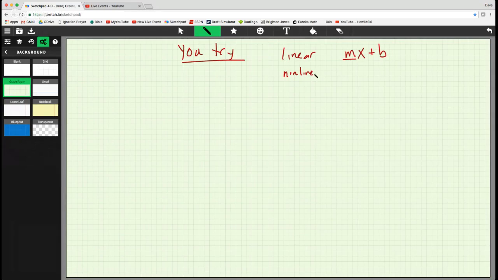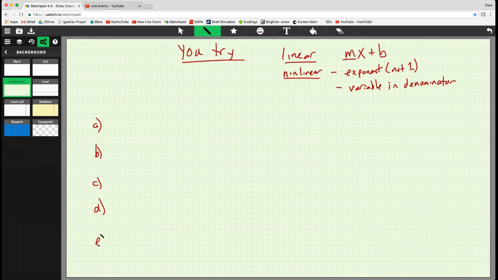Nonlinear would be anything that has an exponent that's not 1, right? Because mx has an implied exponent of 1. An exponent that's not 1, or a variable in the denominator. These would be nonlinear. Okay, so let's look at a bunch, and I'm just going to write these down.